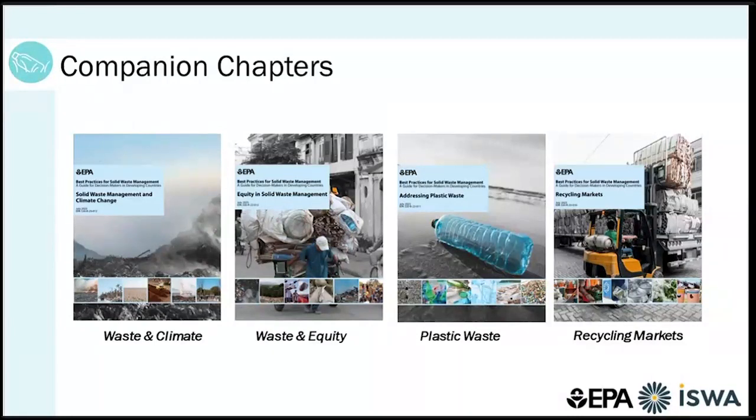And finally, the addressing plastic waste companion chapter, which is the focus of this presentation, provides an overview of the impacts and challenges of plastic waste management, the benefits of properly managing plastic waste, and best practices for recovering and incorporating waste back into the value chain. Throughout this presentation, we will be highlighting the content and resources available in the Addressing Plastic Waste Companion chapter to illustrate how the chapter and the toolkit can be used to inform direct action.